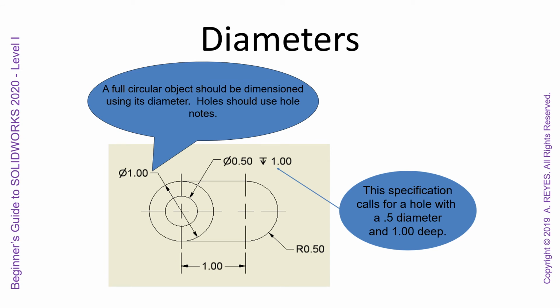A full circular object should be dimensioned using its diameter. Holes should use hole notes. So here we see the diameter of 50 for a depth of 1. Specification calls for a hole with a 0.5 diameter, 1 inch deep or 1 unit deep. And there we can see our radius of 0.50 outside, and then our center to center.